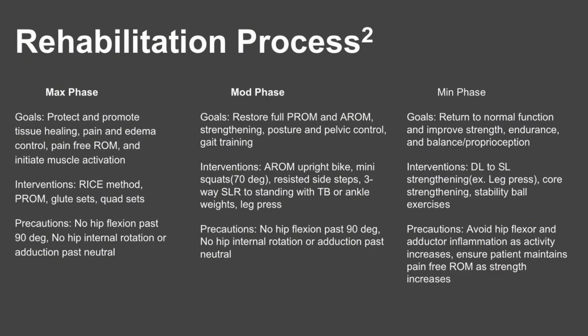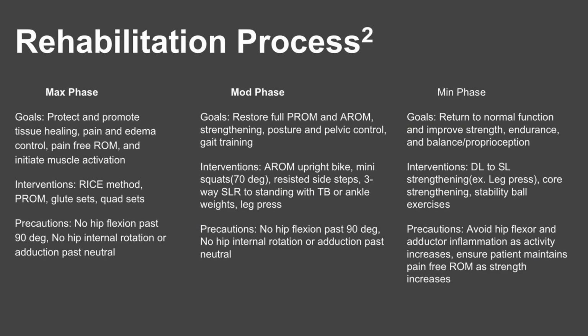Then for the moderate protection phase, the goals will be to restore full passive range of motion and active range of motion. We want to focus on overall strengthening, work on the posture and pelvic control, and then begin gait training. Our interventions for this will be light active range of motion.